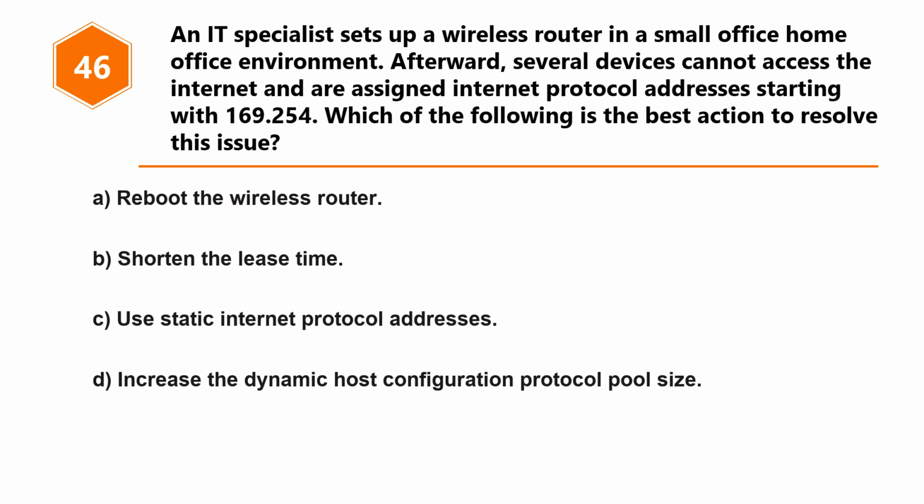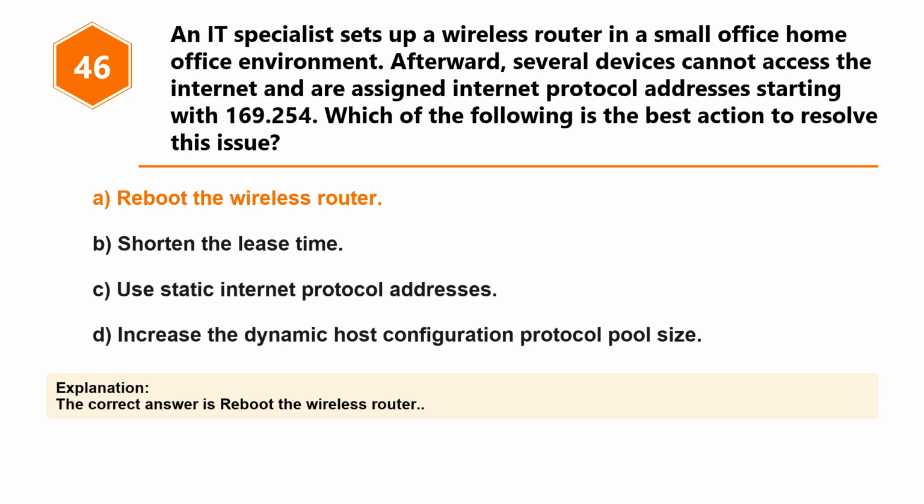Question 46. An IT specialist sets up a wireless router in a small home office environment. Afterward, several devices cannot access the Internet and are assigned Internet Protocol addresses starting with 169.254. Which of the following is the best action to resolve this issue? Option A, reboot the wireless router. Option B, shorten the lease time. Option C, use static Internet Protocol addresses. Option D, increase the dynamic host configuration protocol pool size. The correct answer is option A, reboot the wireless router.